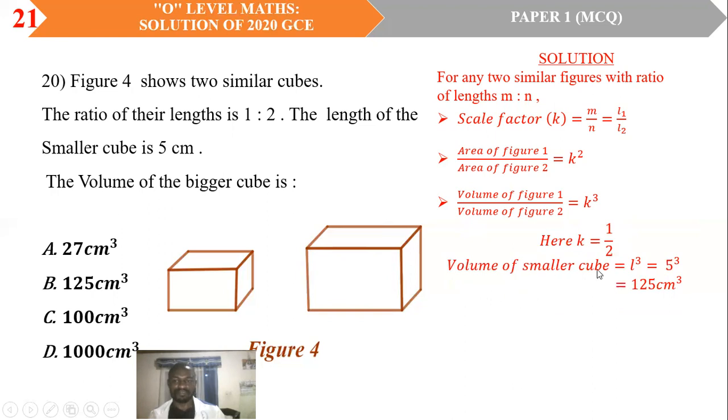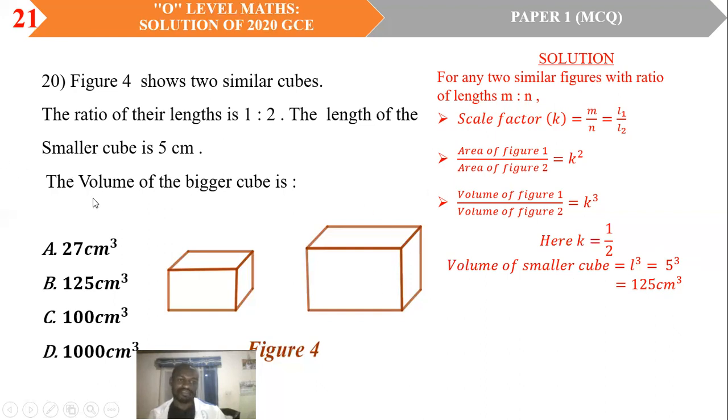Volume of smaller cube. We are told that the smaller cube is of length 5 centimeters. The volume of any cube whose length is known is the length times the length times the length. So the length cubed gives the volume. Since the length is 5 centimeters, the volume is 5 cubed, which is 125 centimeters cubed.